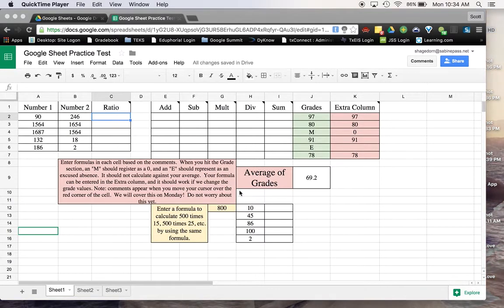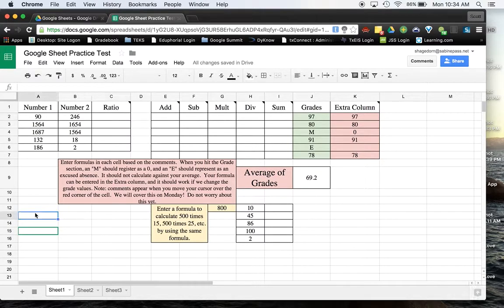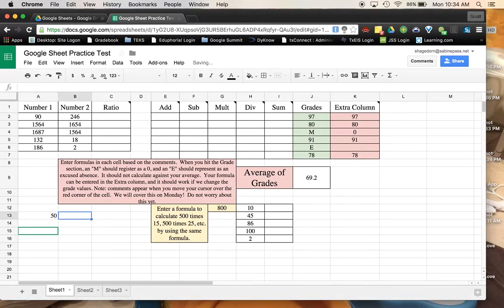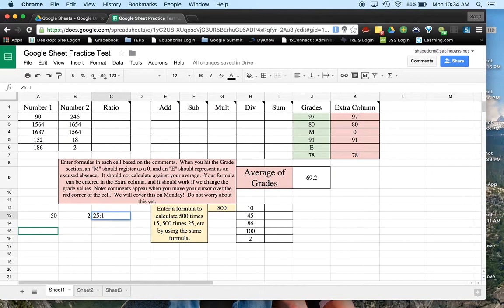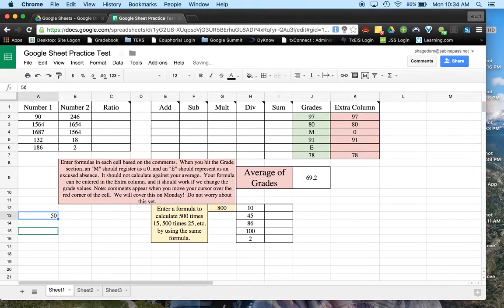Video, we're going to do a ratio. Now with a ratio, if you remember, if I did something like 50 to 2, you really want that to show as 25, like something like this, to get a ratio aspect. So we're going to have to do a couple things to get this to show.